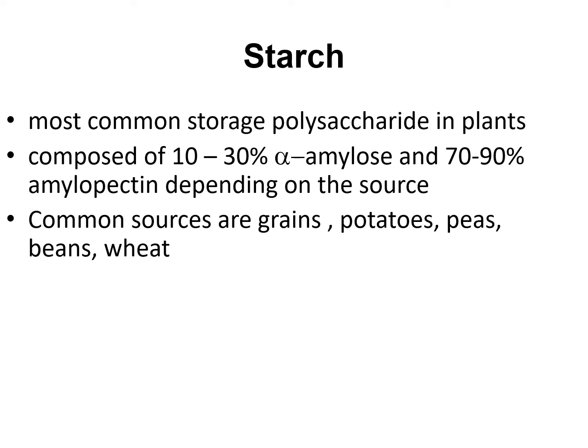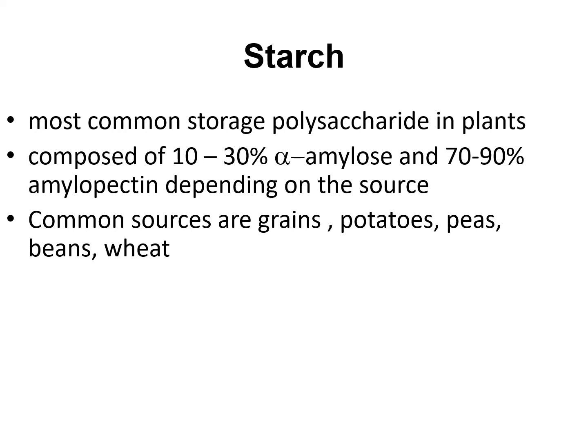So starch, for example, is one of the most common storage polysaccharides in plants. It is composed of about 10 to 30% alpha amylose and 70 to 90% amylopectin, depending on the source. Please understand that the composition of amylose and amylopectin eventually determines the strength of starch. This composition also creates different properties from plant to plant. So that is what it means when we talk about depending on the sources.